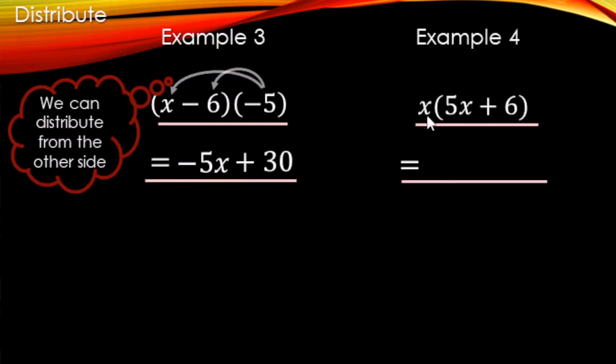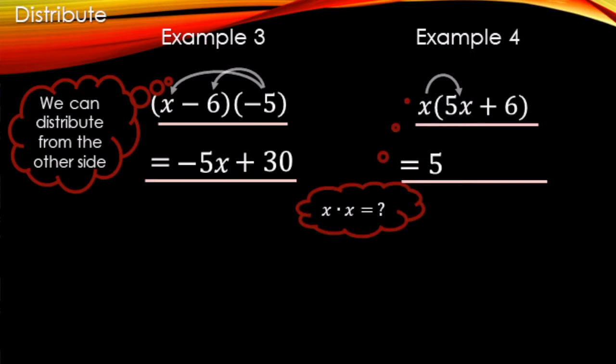Here we have x times 5x plus 6. So x times 5x is going to be 5, and then we have x times x, 2 x's being multiplied, is going to be x to the second power. Here we have 2 x's being multiplied. Next up, x times 6, that's just going to be a plus 6x.